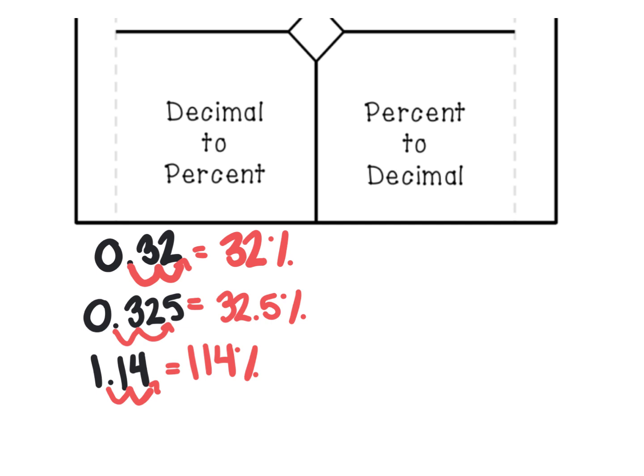Okay, let's try one more. What if I don't have 2 decimal places to move it? What if it's just like 0.8? Then what do I do? You just add a 0 and then move it to the right place. Yeah, I can still move it, and then I'm going to fill in with a 0, so that's going to be 80%.